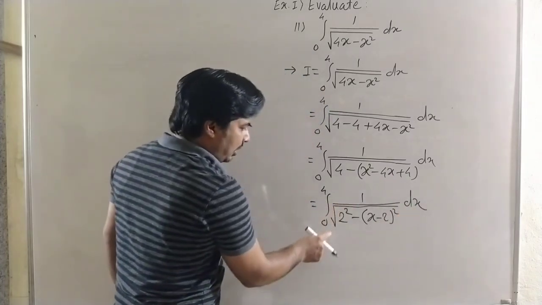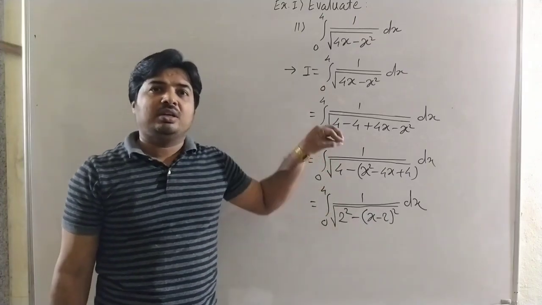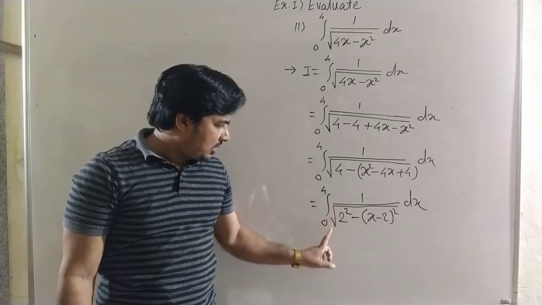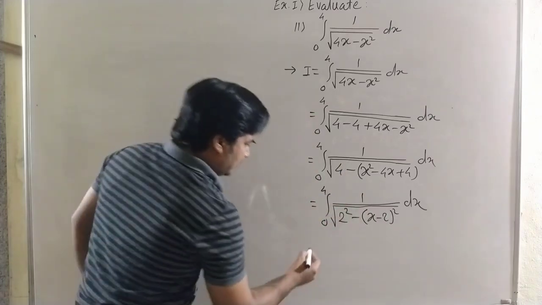And now here it is 1 upon under root a square minus x square. It is 1 upon under root of a quadratic function, again a special integral. 1 upon under root a square minus x square is sine inverse of x by a.